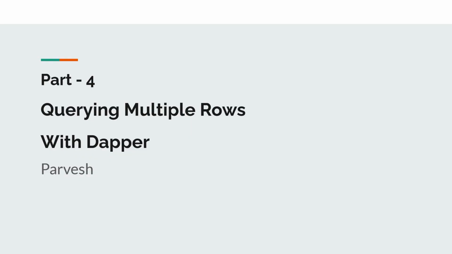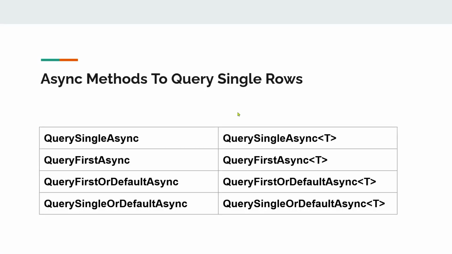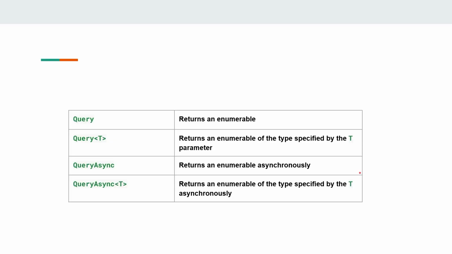Hello and welcome. In this video, we will see how we can query multiple rows using Dapper. But before doing that, in the last video, we have seen how we can query single rows. And guys, for querying single rows, we also have the async method that we have not discussed in the last video. So you can make use of these async methods if you want to write async programming. This is the one thing that I wanted to highlight here because we have not discussed this in the last video. So now let's move on and see how we can query multiple rows using Dapper.